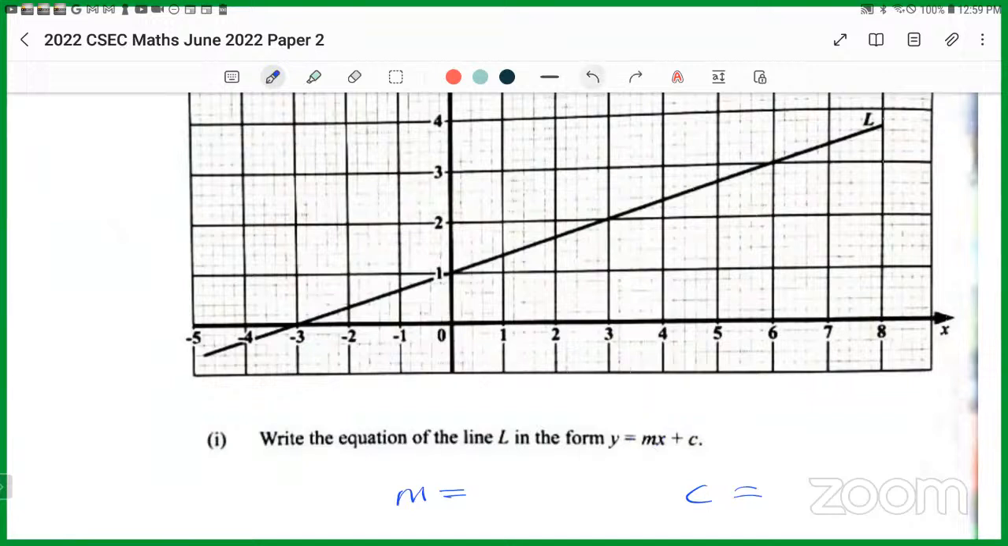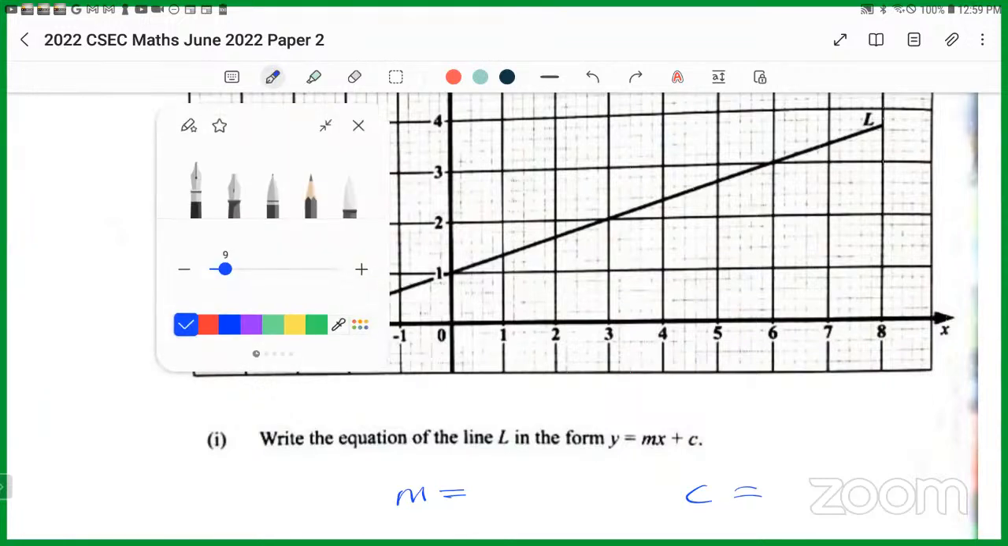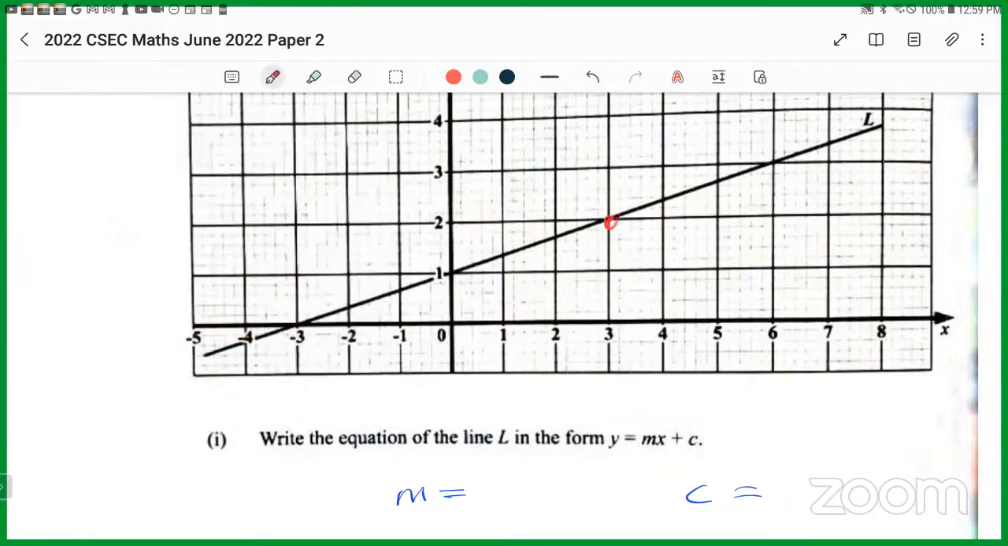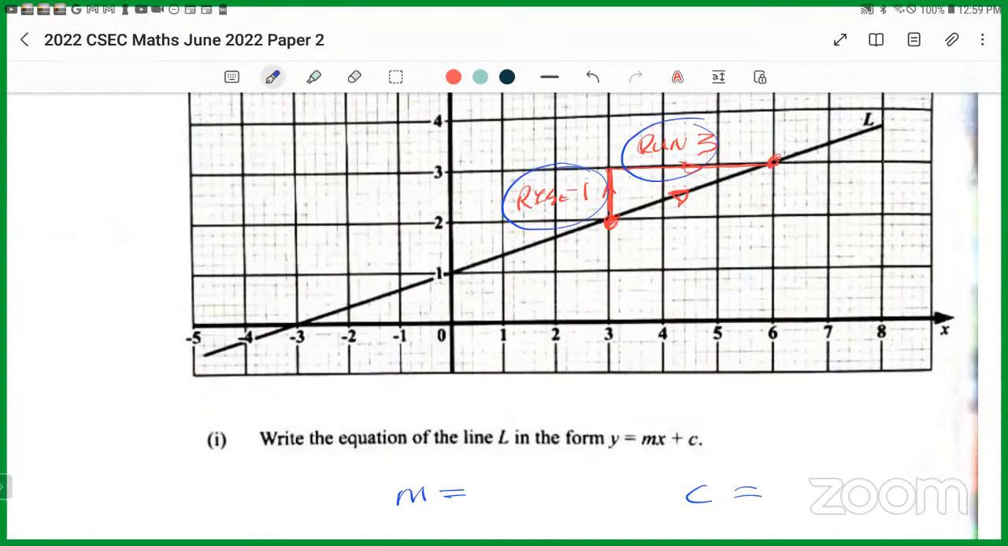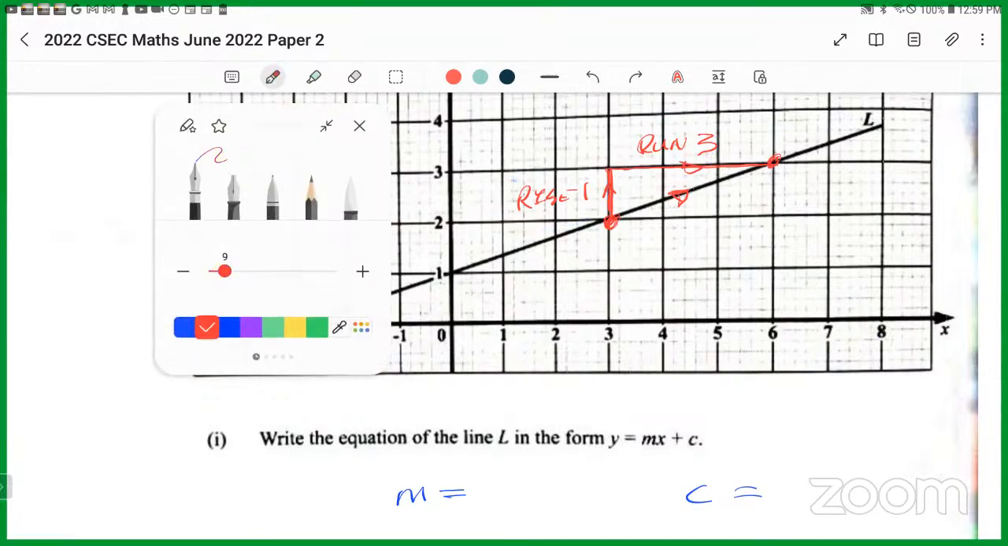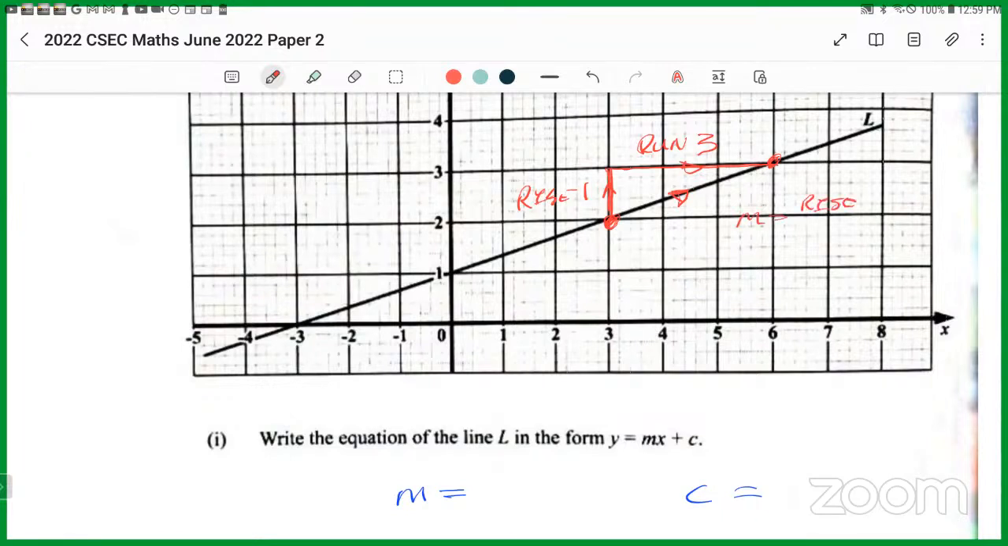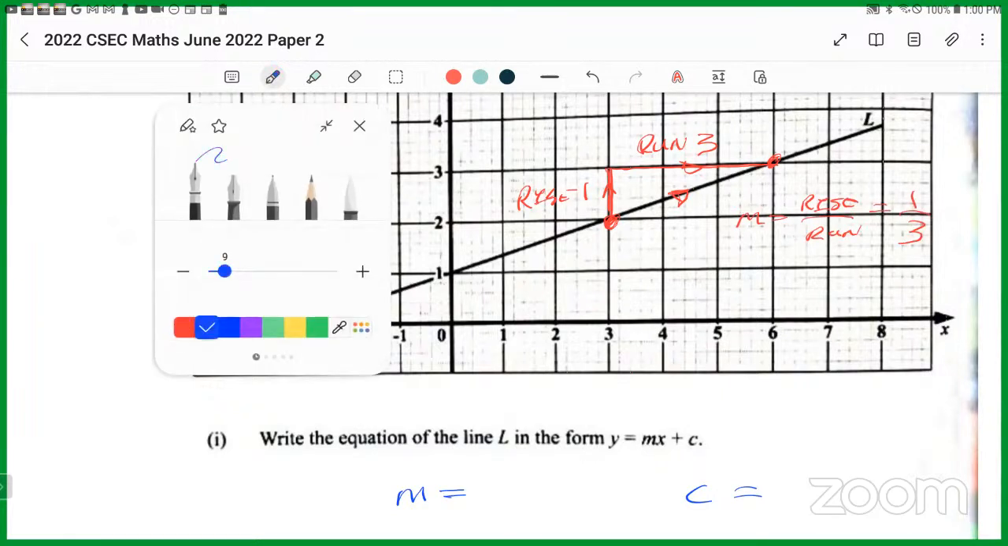For the m, I'm going to count the rise and count the run between two known points, like here and here. You can see those points clearly. Going from left to right, I have to rise 1 unit and run 3 units. So this is my rise, this is my run. I have to calculate nothing. The rise over run, gradient, is 1 over 3. So my gradient is 1 over 3.